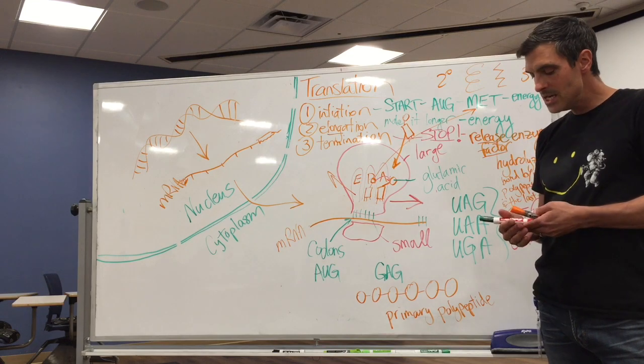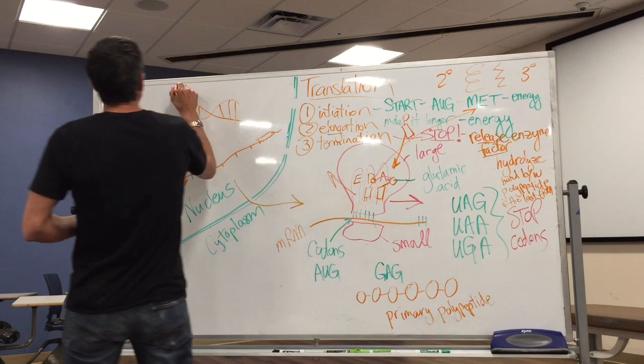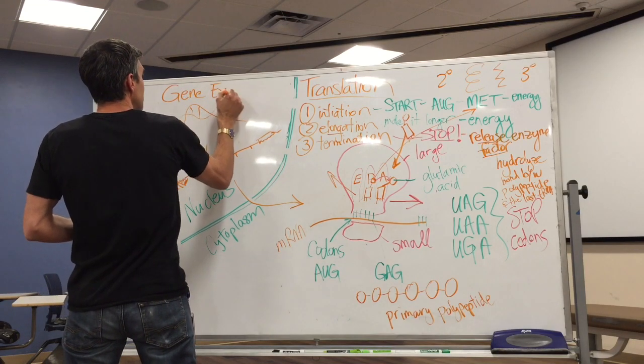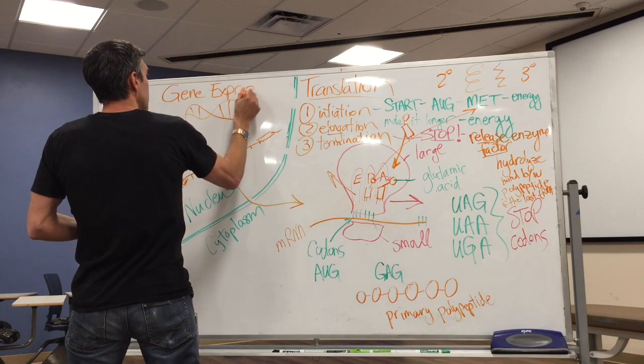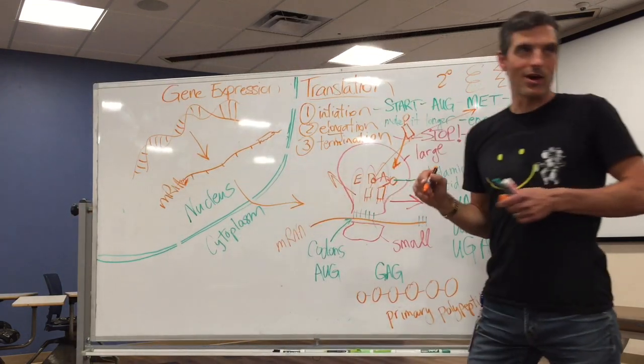That is called gene expression. The whole process called gene expression, we also call it the central dogma, and it includes transcription and translation.